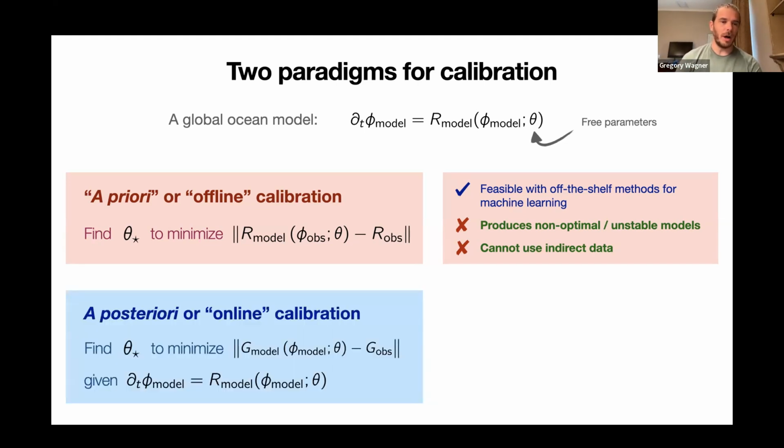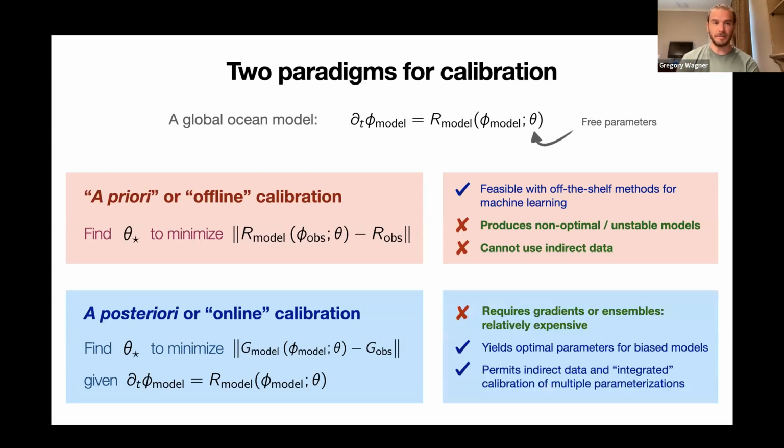So an alternative to offline calibration is to do a posteriori or online calibration. In that mode, we find optimal parameters that minimize some function of the observed state. This G model could be just the identity function, right? We could just be minimizing the modeled state against the observed state, but we could also minimize some function of the observed state, such as just observations at the sea surface, for example. And the cost function requires making a prediction. So the a posteriori calibration is done in the prediction environment.